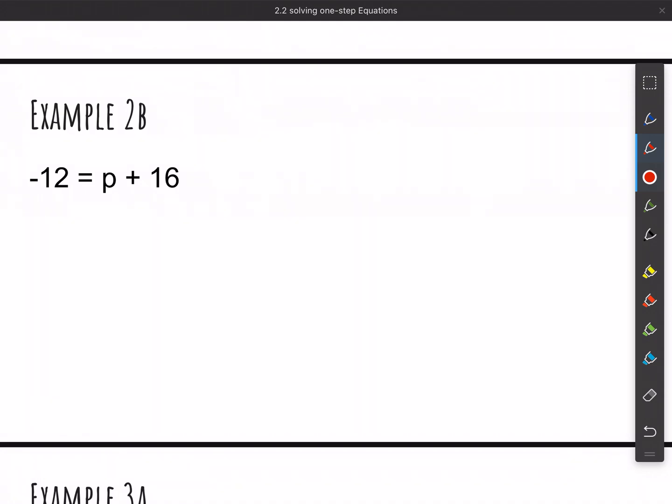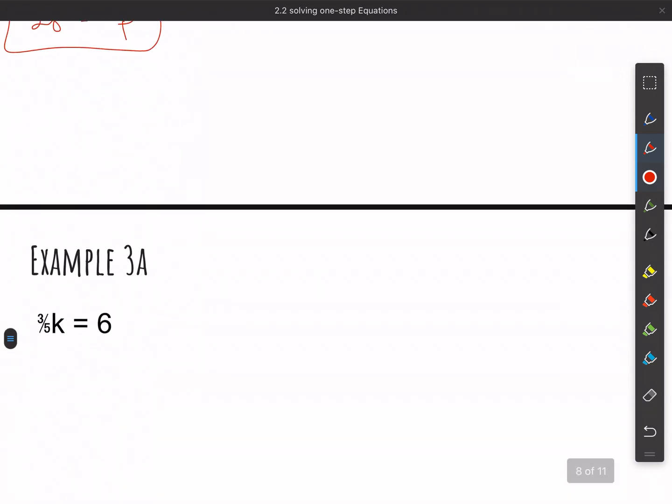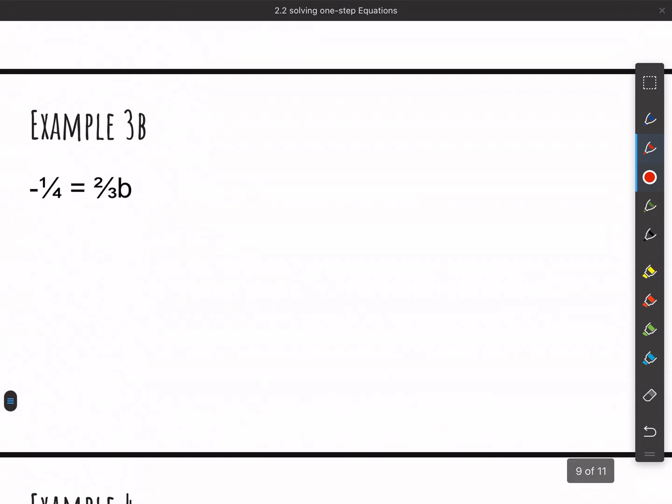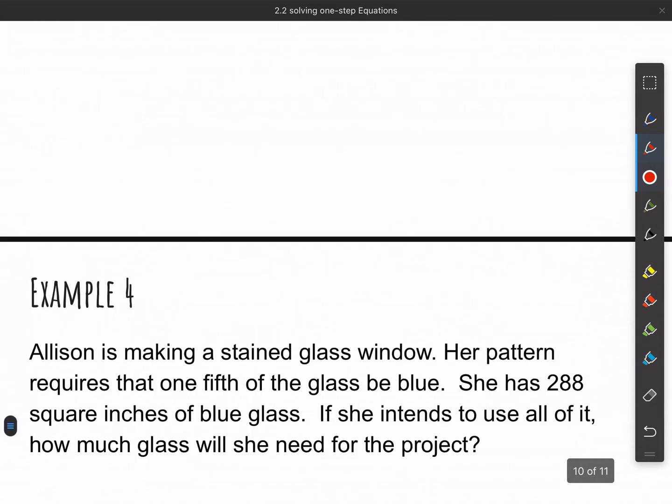For this one, again, here we go. Trying to isolate this guy, get it all by itself. So I have to subtract 16 from both sides. P then is equal to negative 12 minus 16, which is negative 28. And we're done.